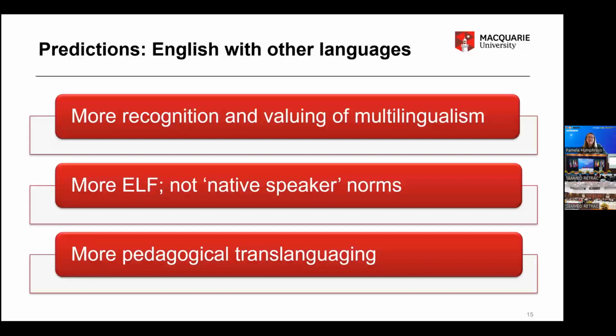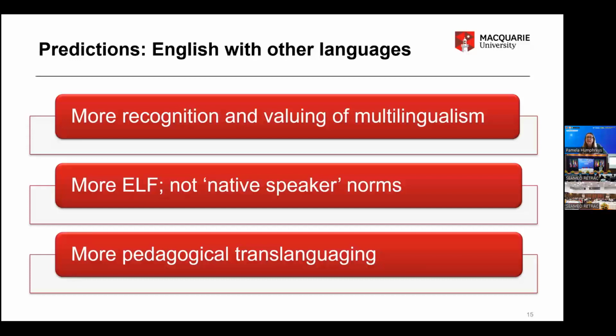And last but not least, I've mentioned there more pedagogical translanguaging. So translanguaging, or code switching as some people term it, is about the use of multiple languages in the classroom. So moving away from that English-only policy. But in fact, it's not just about using multiple languages in the classroom. Pedagogical translanguaging, and I know you've got a talk coming up shortly about translanguaging, is actually about the planned use of more than one language in the classroom.